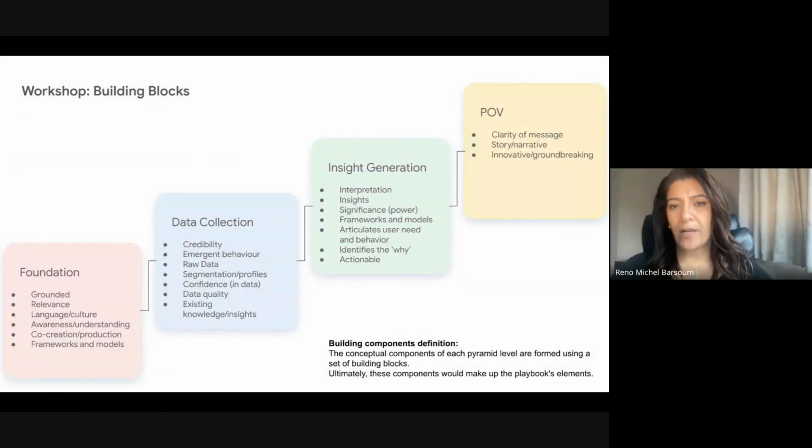As part of the workshop outcome, we identified the building blocks that align with each level of the point of view pyramid, and indeed a playbook. The building blocks form the conceptual components of each pyramid level. Ultimately, these components would make up the playbook's elements. For example, the outputs of the foundational level should be based on actual business problems and use existing frameworks and knowledge. Similarly, the insight generation output should answer the why, and the insights should be actionable. Each building block can be related to one or multiple cards belonging to a playbook.